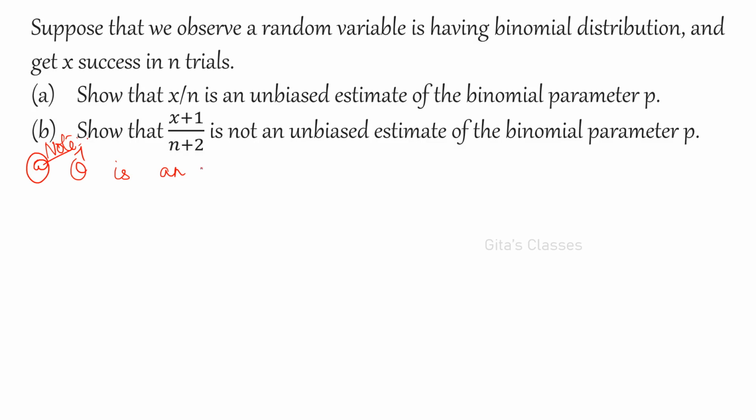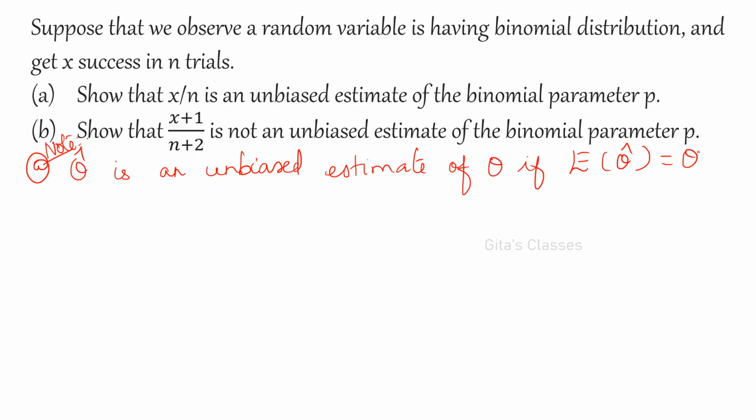Theta cap is an unbiased estimate of theta if expected value of theta cap is equal to theta. Okay. Always remember, if you are asked to prove that it is an unbiased estimate, then this is the definition. Expected value of this estimate is equal to the original value theta. Right. So first one, x by n. What do you want to prove? X by n is an unbiased estimate of p. So expected value of x by n is equal to p, you have to prove.